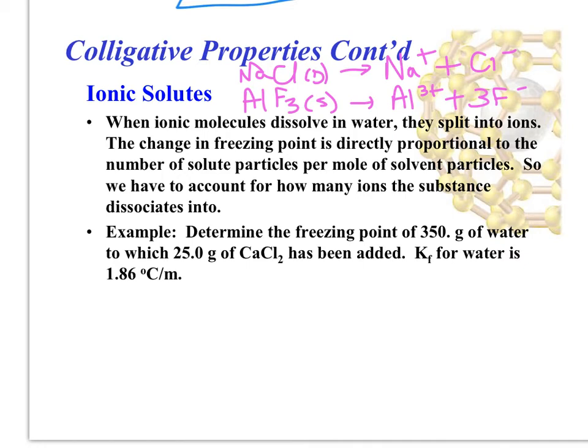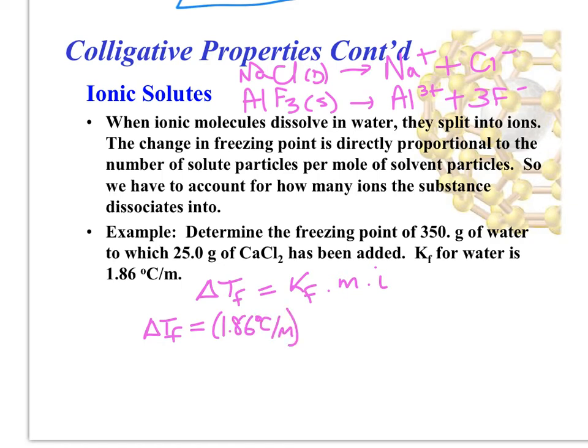So let's try this one here. It says determine the freezing point of 350 grams of water to which 25 grams of CaCl2 has been added. Kf for water is given as 1.86 Celsius per molal. So it's talking about freezing point, so I'm going to put the equation here. Delta Tf is equal to Kf times m times i, and I'm going to solve for delta Tf. Kf is 1.86 Celsius per molal.